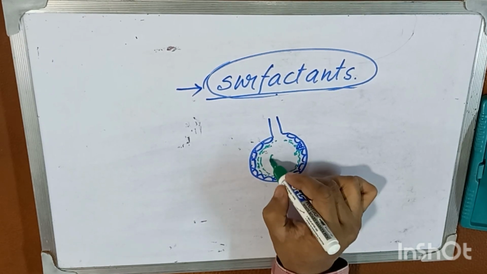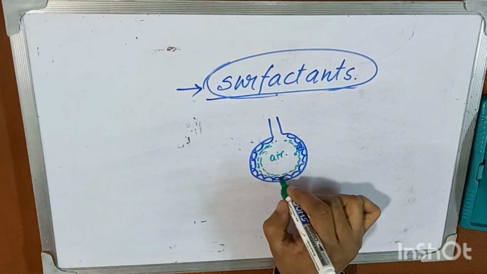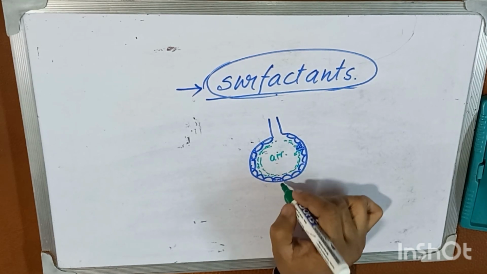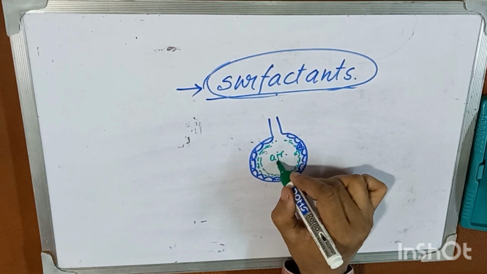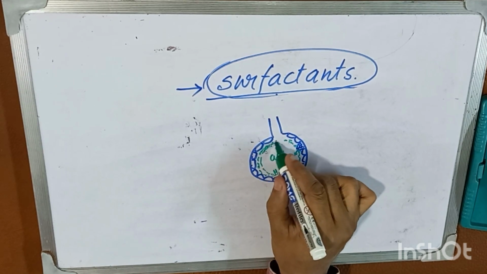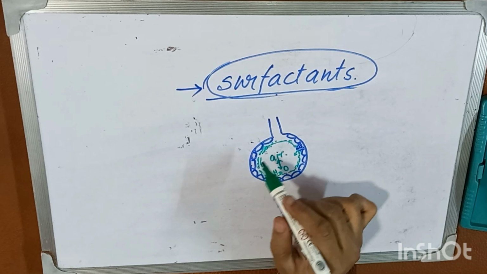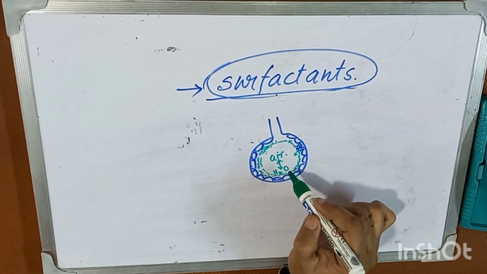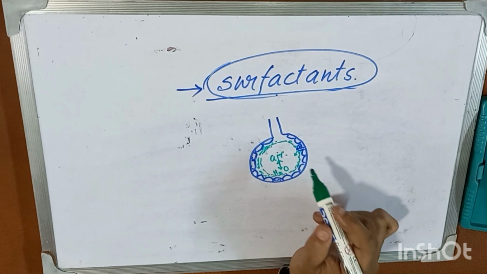This is air, and this is water on the surface of the cell. So in this air-water interface, there is a surfactant. These are the surfactant layer inside the alveoli. So this surfactant layer, basically what does it do? This surfactant layer decreases the surface tension.